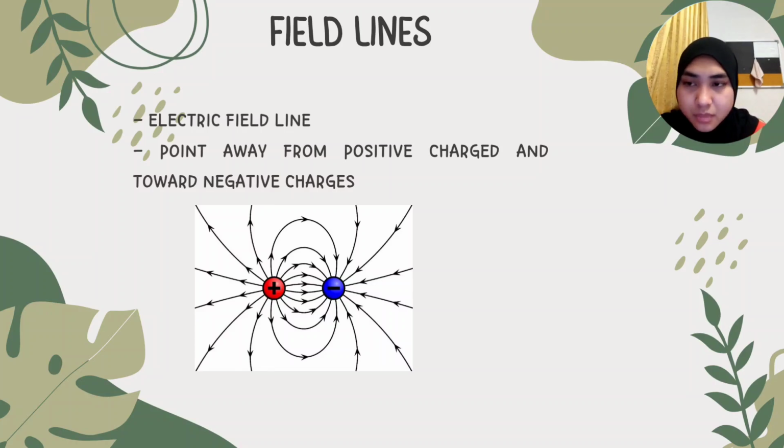For example, for a point charge, field lines radiate outward for a positive charge or inward for a negative charge, symmetrically. And then field lines emerge from the positive charge and curve toward the negative charge, showing the interaction between the two. For the parallel plates, in a uniform electric field between two parallel plates, the lines are straight, parallel, and equally spaced.